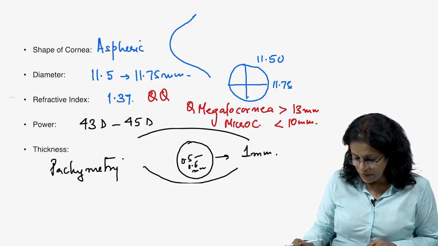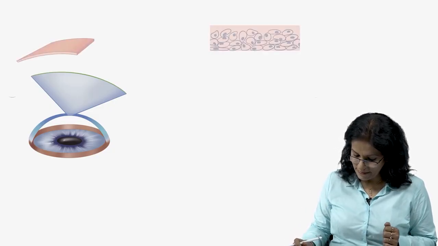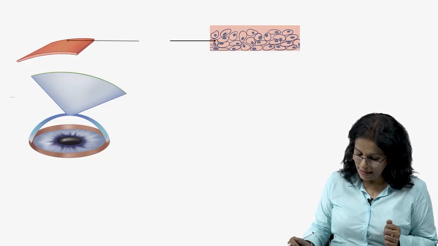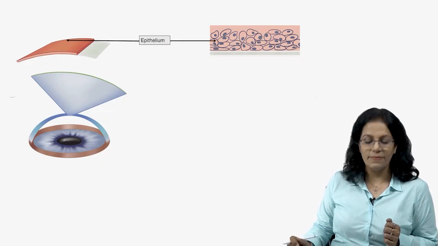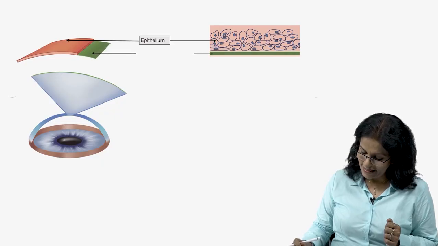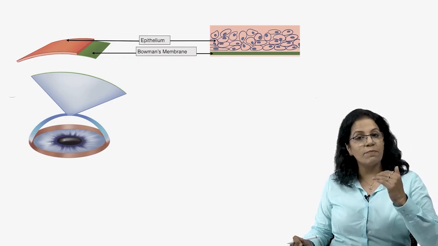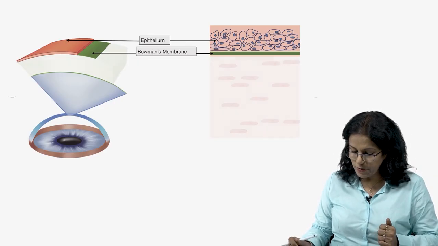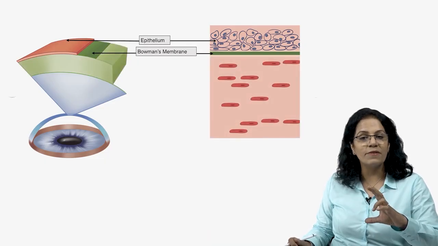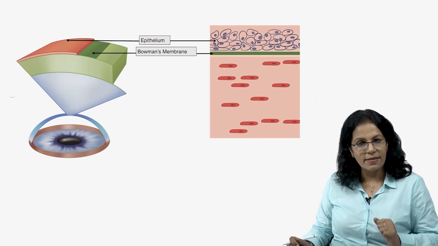Okay. Once we know this, we talk about the structure of the cornea. So, structure, what are the layers? Let's have a look at this slide first. First will be, of course, epithelium. What is the next? Below the epithelium, Bowman's membrane. Bowman's membrane is a part of the stroma. Then comes your thickest layer, which is 90% of the thickness of the cornea, the stroma.